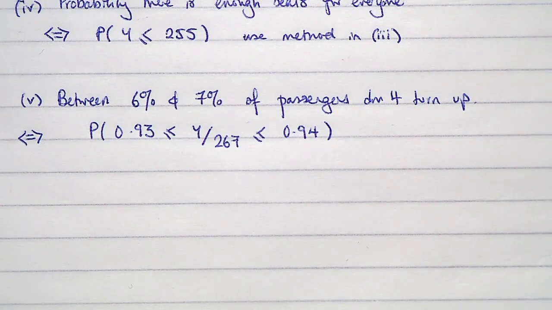Where's that come from? So if 7% of people don't show up, 93% of people do show up. The reason why that y is divided by 267 is because we're now looking at the proportion of people who show up, not the absolute value of people who show up. And very similarly for the 94% on the other side.